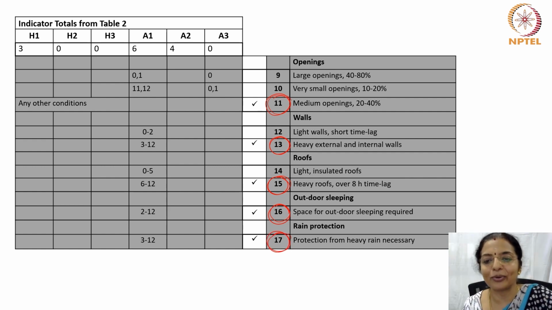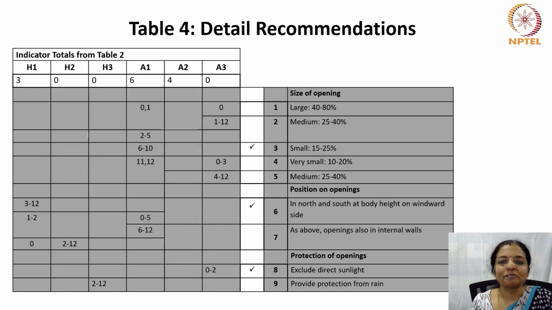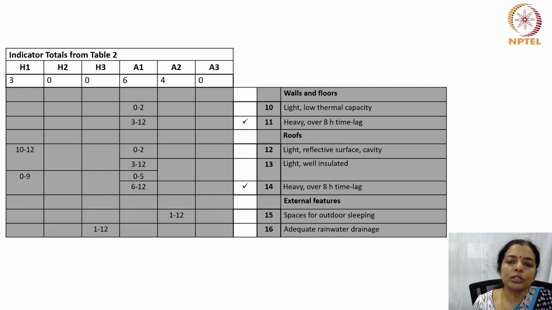Okay, so don't judge me based on the data that we entered, got from the Met department. This is the diagnosis, and these are the detailed recommendations: the size of opening should be very small, and we should have the north and south at body height on wind side as the position of openings, and we must exclude direct sunlight. Also, the walls and floors must be heavy with over 8 hours time lag, and the roof must also be heavy with over 8 hours time lag.